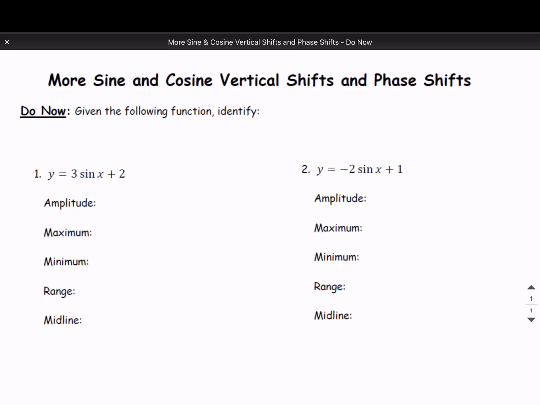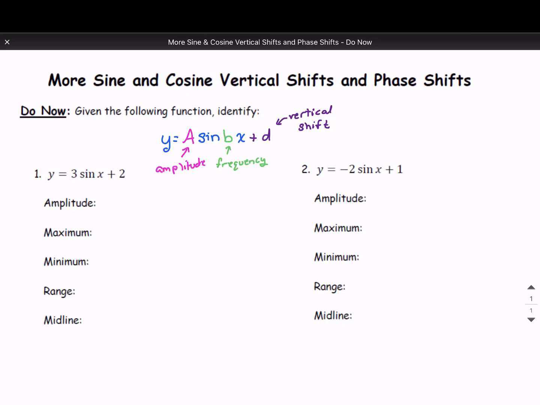Okay guys, so before we try our do now, let's remember that whether this is sine or cosine, the form of the equation is y equals the amplitude times your trig function, sine or cosine, of the frequency times your angle, plus your vertical shift. So if it's a plus d, it's going to move up. If it's a minus a number, it's going to move down.